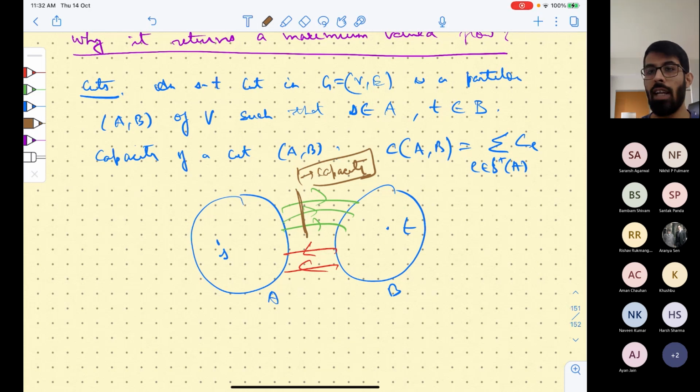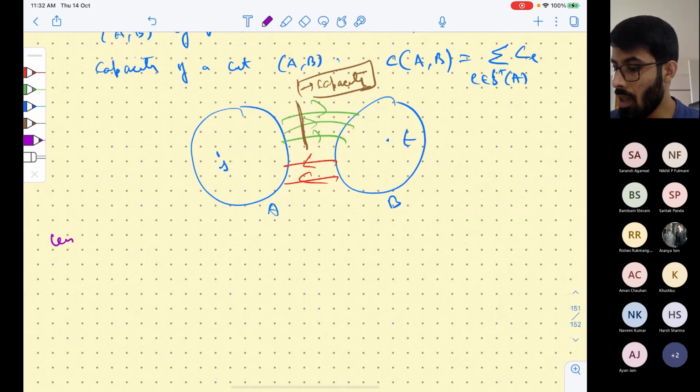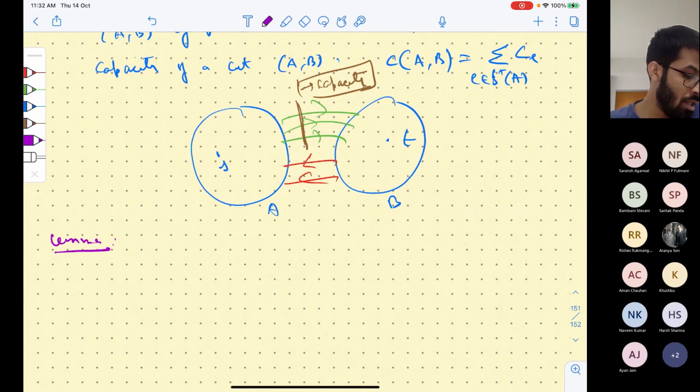So now we will analyze the flows in terms of these cuts. That's why the max flow, min cut, and things like that. Because as we had seen earlier, the value of a flow cannot really exceed this capacity, right? So we'll show that a bit more formally now. So what does the lemma say? We'll build up to that.